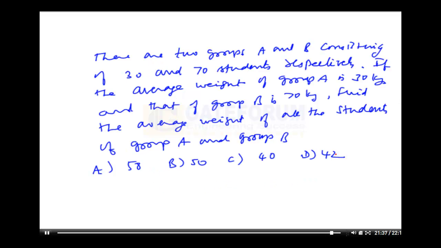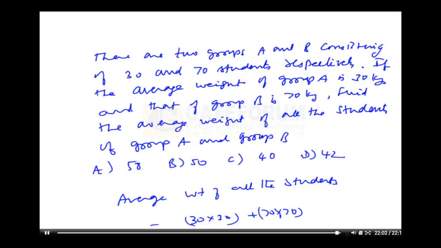The first sum of the exercise, there are two groups A and B consisting of 30 and 70 students respectively. If the average weight of the group A is 30, that of the group B is 70, find the average weight of all the students. So the average weight of all the students is 30 into 30 plus 70 into 70 by 30 plus 70. 900 plus 4900 by 100, which will be 5800 by 100 is 58 kg. The option is A.